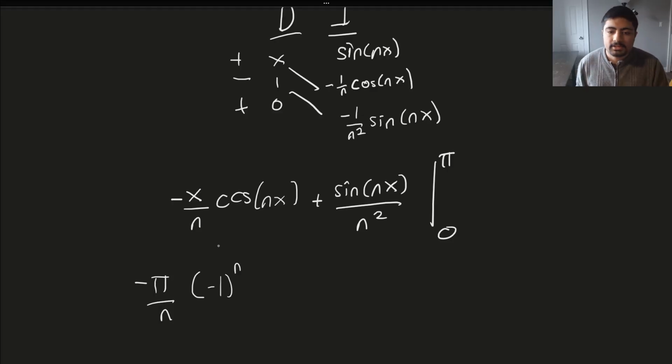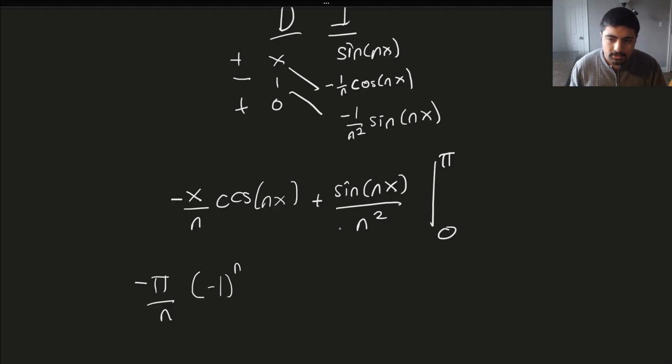The reason is because we will have pi times n, and if n is 1, we will have a negative 1, and if n is 2, we will have a positive 1. So our cosine of n pi will be alternating between negative 1 and positive 1. Plus, sine of n pi is just going to be 0, so that's why we're not going to be doing that.